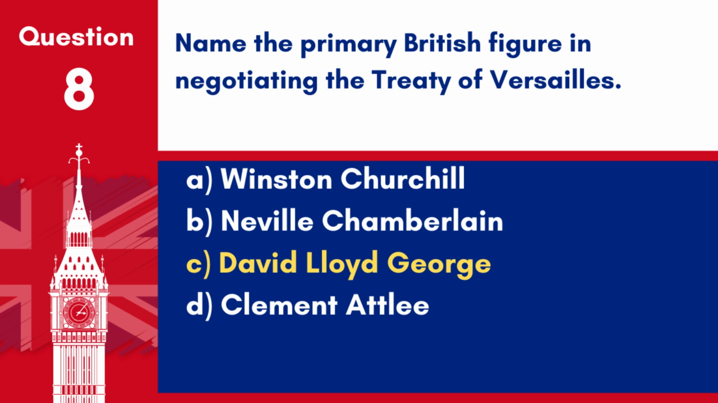Answer. C. David Lloyd George. David Lloyd George was the primary British figure in negotiating the Treaty of Versailles.